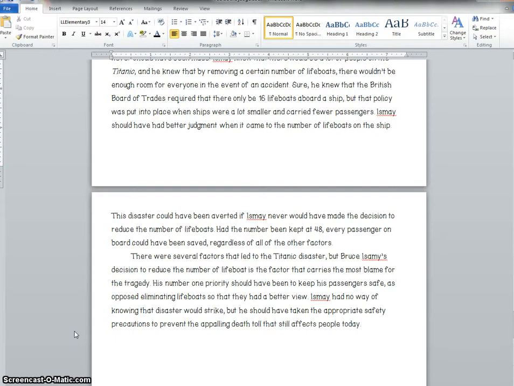There were several factors that led to the Titanic disaster, but Bruce Ismay's decision to reduce the number of lifeboats is the factor that carries the most blame for the tragedy. His number one priority should have been to keep his passengers safe, as opposed to eliminating lifeboats so that they had a better view. Ismay had no way of knowing that disaster would strike, but he should have taken the appropriate safety precautions to prevent the appalling death toll that still affects people today.